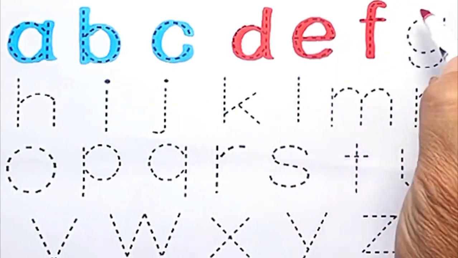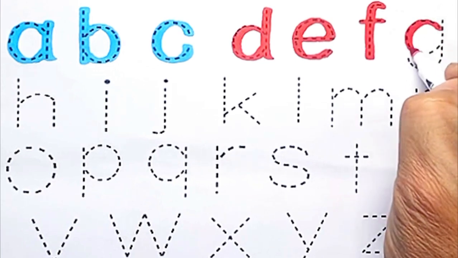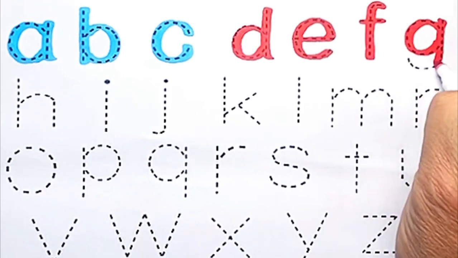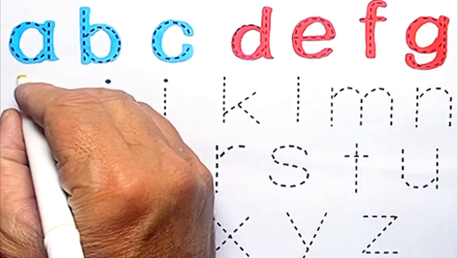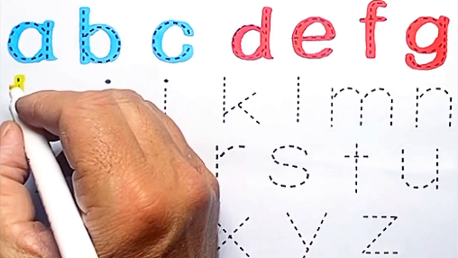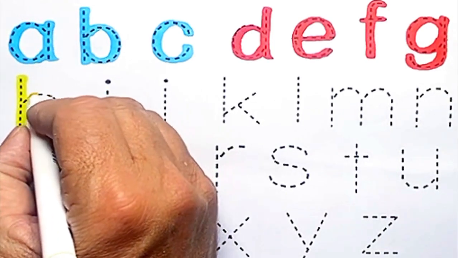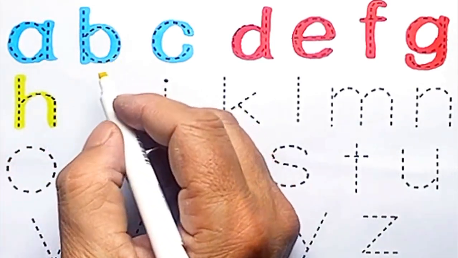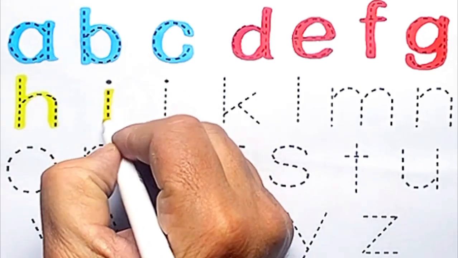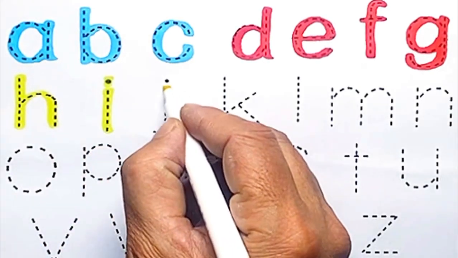F. F for fish. G. G for grape. Yellow color. H. H for horse. I. I for ice cream.